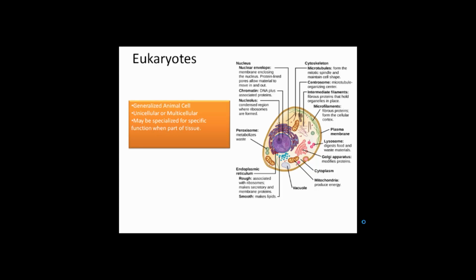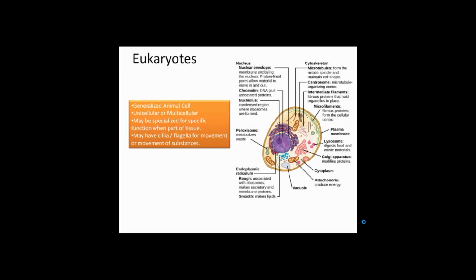These cells can be specific. They can be specialized for specific functions when they are parts of a tissue, like a glandular cell, which would have a lot of smooth ER to do secretions or to secrete their products. Muscle cells will have lots of actin and myosin. That way it can have that contractile protein.